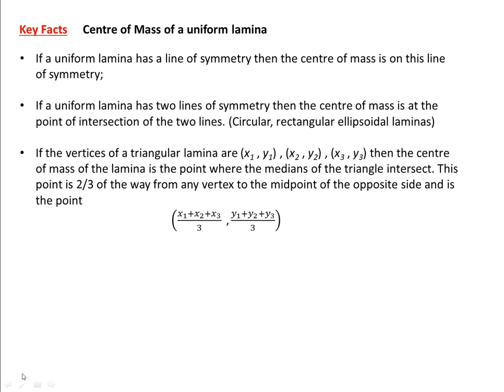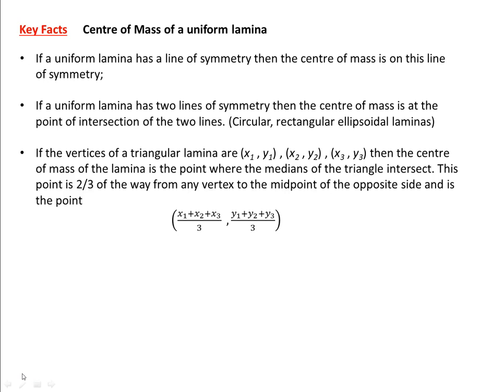If we have a triangular laminar whose vertices, corners, are the points x1, y1, x2, y2 and x3, y3, then the centre of mass of the laminar is the point where the medians of the triangle intersect. And this is a point which is 2/3 of the way from any vertex to the midpoint of the opposite side of the triangle.